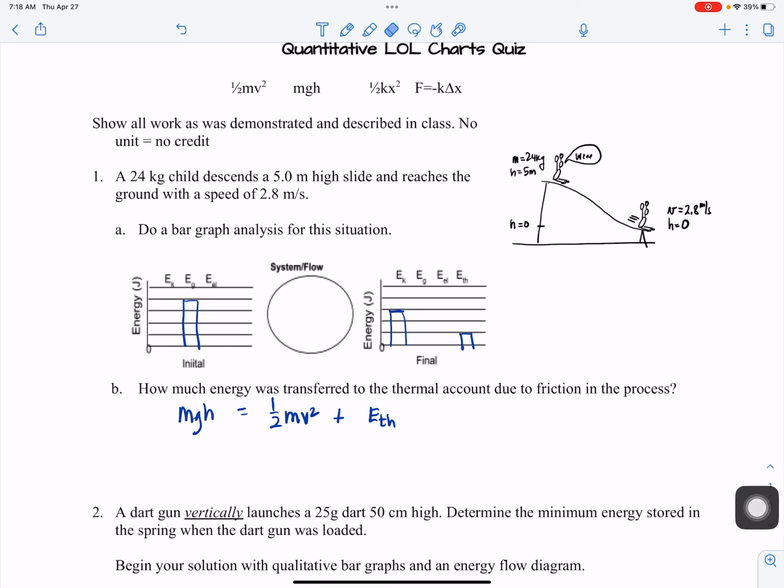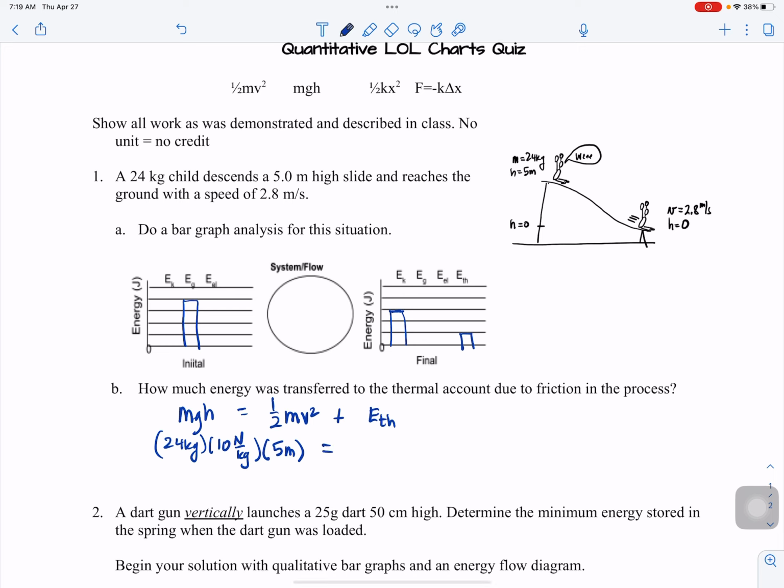Now, when I went over this on Monday, I said there are 3 parts to having a correct solution. The first one was writing down the equations in variable form. The next one is substituting in the values. So we're going to start at the left. What was the mass of the child? It was 24 kilograms. I know that G is 10 newtons per kilogram. You could also put meters per second squared. And H is 5 meters. That's everything on the left.